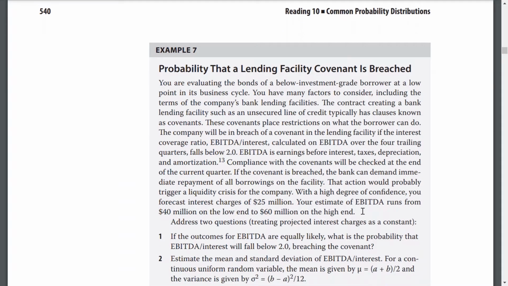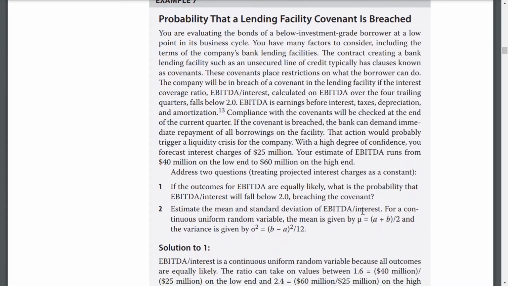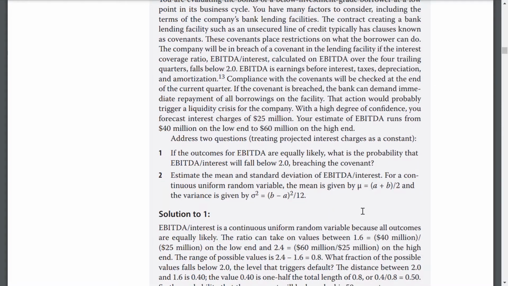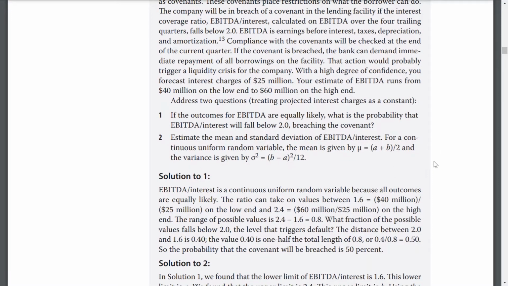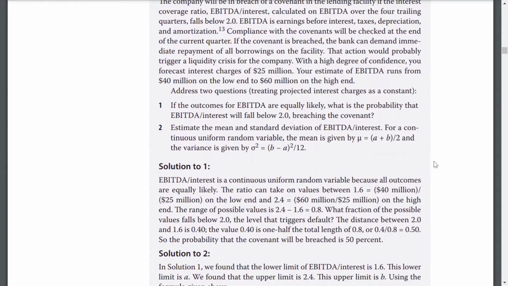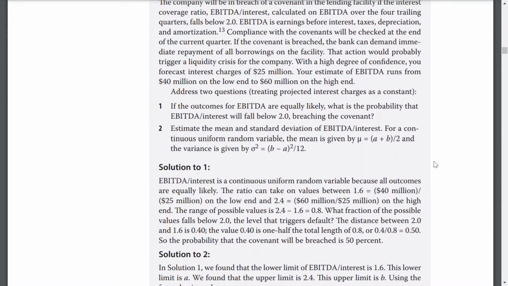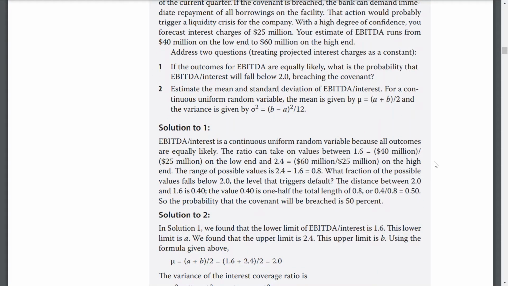With a high degree of confidence, you forecast interest charges of 25 million. You estimate that EBITDA runs from 40 million on the low end to 60 million on the high end. Address two questions. Treating projected interest charges as constant, if the outcomes of EBITDA are equally likely, what is the probability that EBITDA divided by interest will fall below 2, breaching the covenant? And estimate the mean and standard deviation of this continuous uniform random variable.